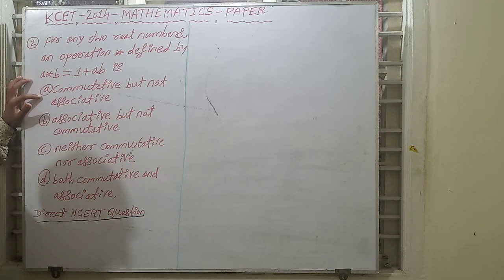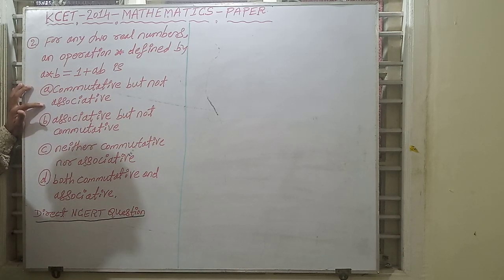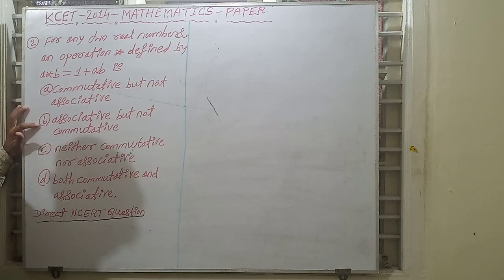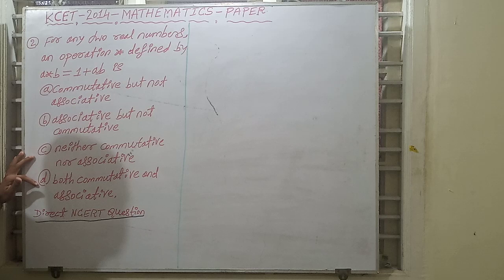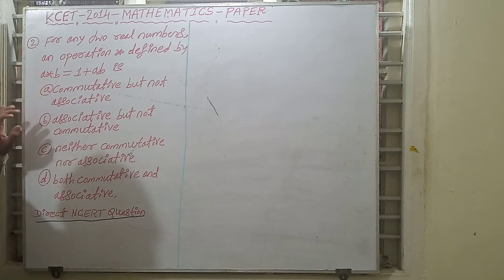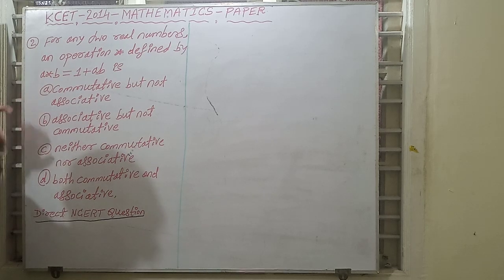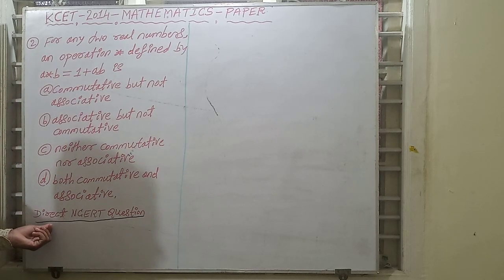So the first option: commutative but not associative. Second: associative but not commutative. Third: neither commutative nor associative. Fourth: both commutative and associative. So we check this question for commutative or associative. This is an NCERT direct question.